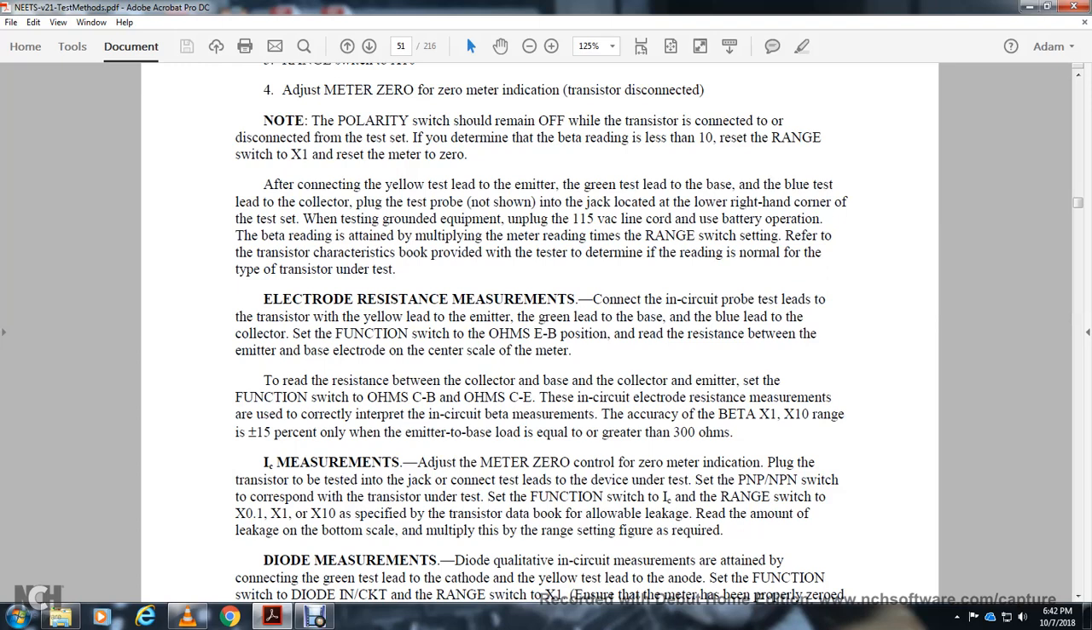In connection with the electrode resistance measurement, correctly interpret the beta measurement. The accuracy of the beta times 1 and times 10 ranges is plus or minus 15% only when the emitter base load is equal to or greater than 300 ohms.